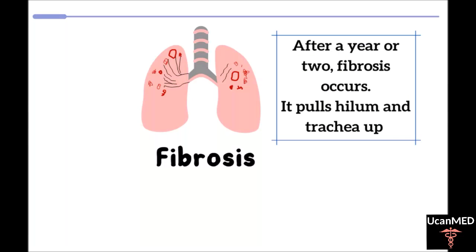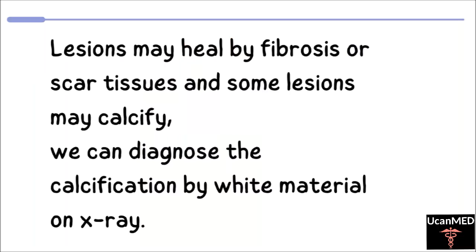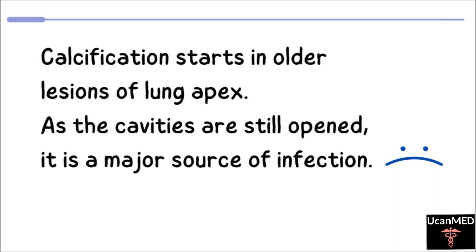Then fibrosis. After a year or two, fibrosis occurs. It pulls the hilum and trachea up. Lesions may heal by fibrosis or scar tissue, and some lesions may calcify. We can diagnose the calcification by white material on X-ray. Calcification starts in all the lesions of the lung apex. As the cavities are still open, it is a major source of infection.